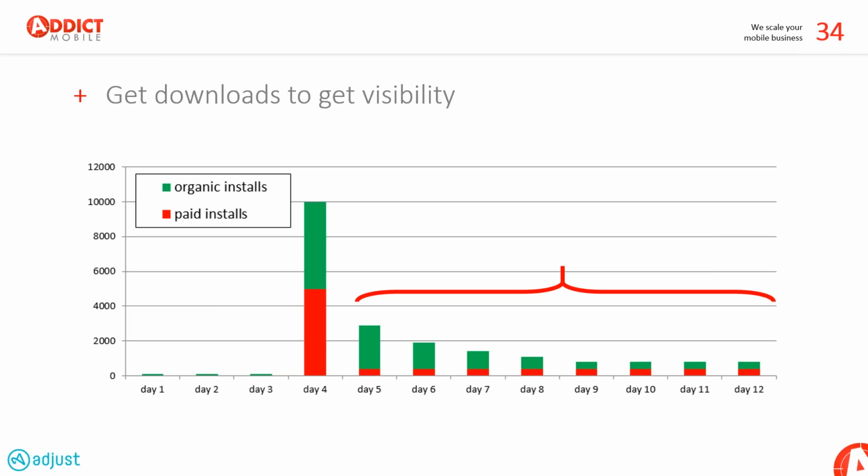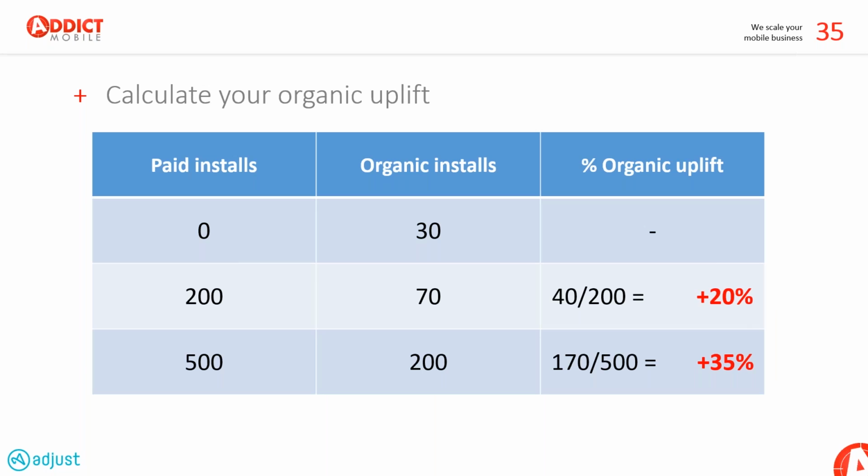So here is a short way to do calculation of organic uplift. For example, if you don't buy any installs, maybe your organic installs are 30 installs per day in one country. If you start buying 200 installs, you notice that your organic installs increase to 70 installs per day. And if you buy 500, it goes up to 200. And then you can do calculation in order to estimate your percentage of additional organic install thanks to user acquisition. So on our side, we take into account all these organic installs in our user acquisition strategy in order to maximize the overall ROI and profitability of the campaigns.